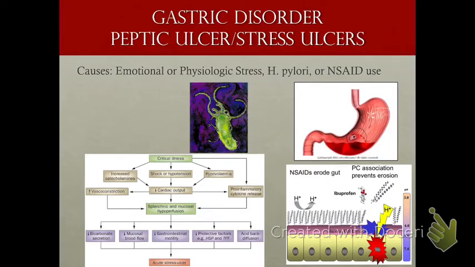H. pylori is a bacteria that loves acid. It wants to make its home in acid. Bacteria are amazing. They can live almost anywhere, and H. pylori loves the stomach. If you get infected with this bacteria, it eats away at your stomach wall and causes ulcers. And non-steroidal anti-inflammatories cause ulcers.